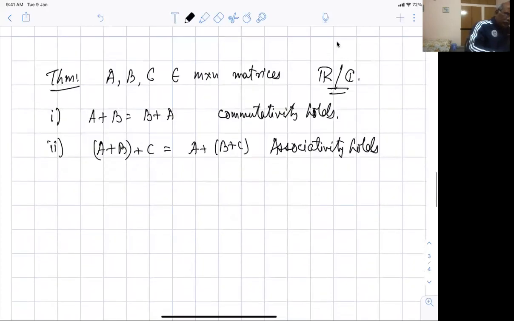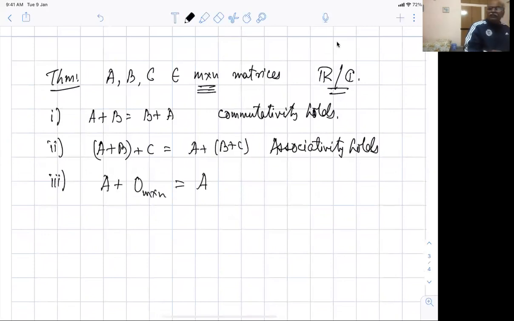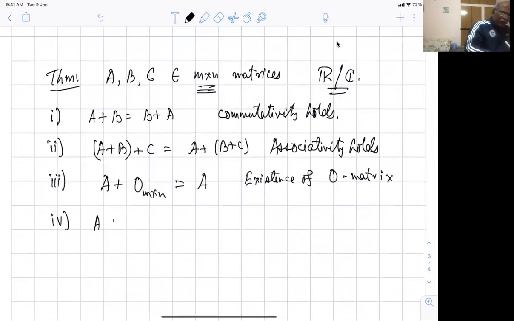Fine. 3. I have a zero matrix. So this is zero. This is of size M cross N. So I can add it to a matrix of size M cross N, so that it will remain as it is. It is not going to change. So this we talk of as existence of zero matrix. 4th, for every A, I can find what is called minus A, so that A plus minus A is the zero matrix of that size.